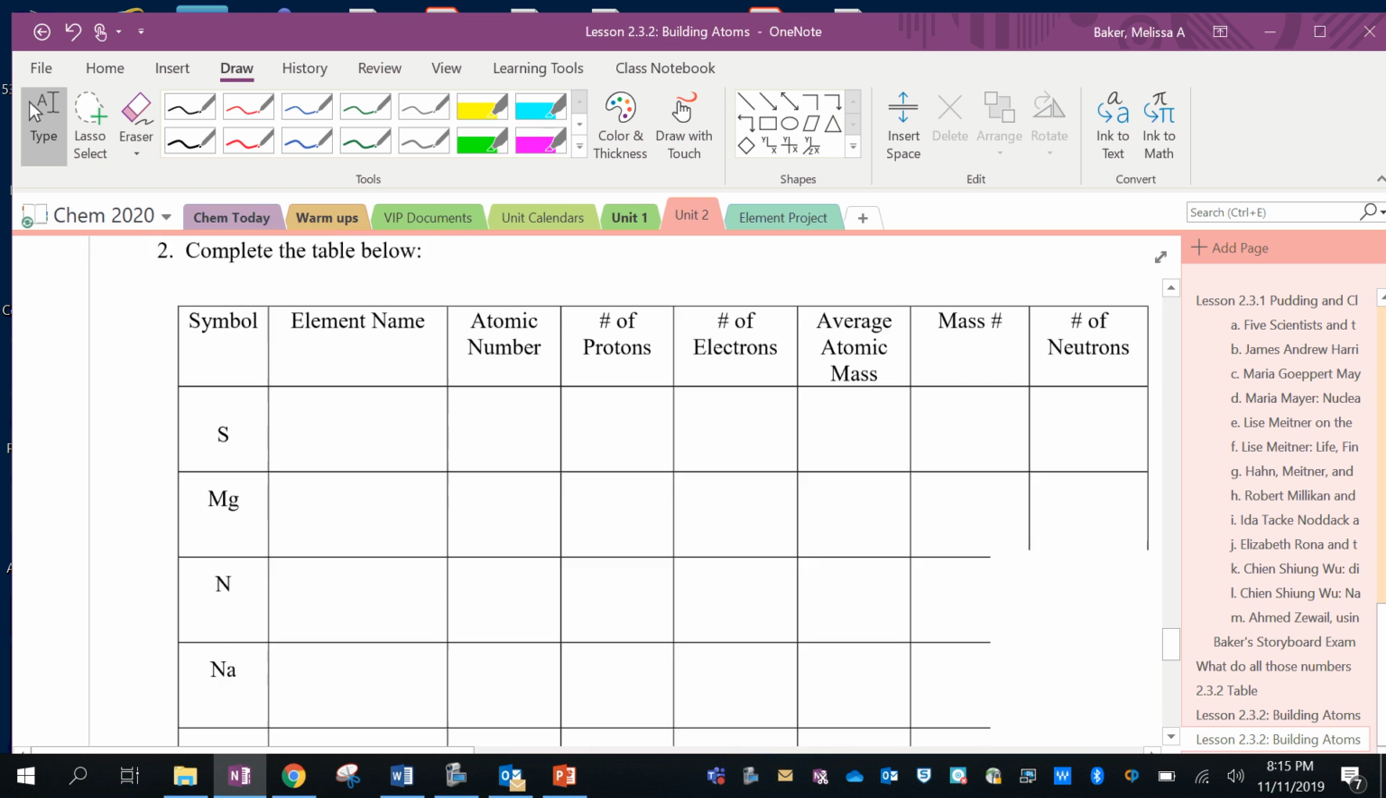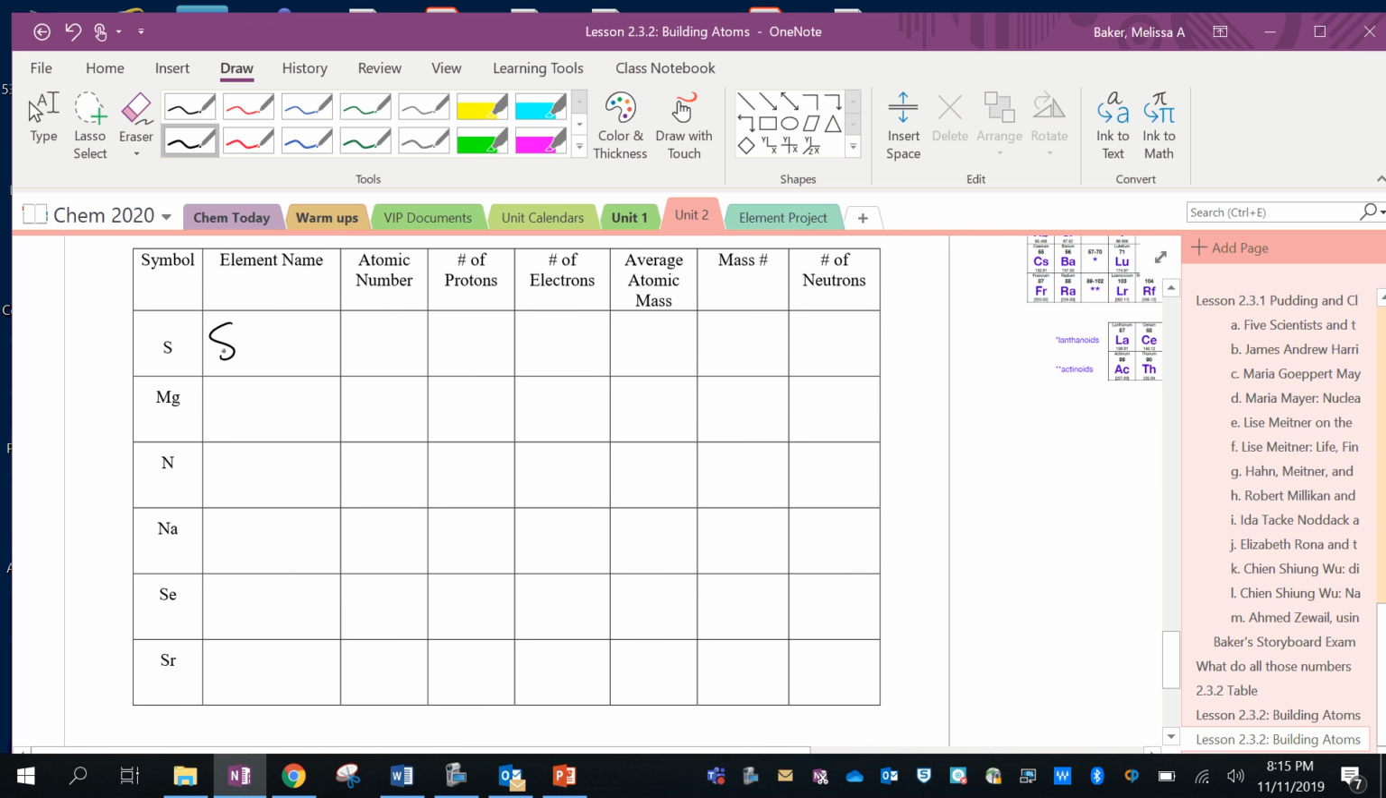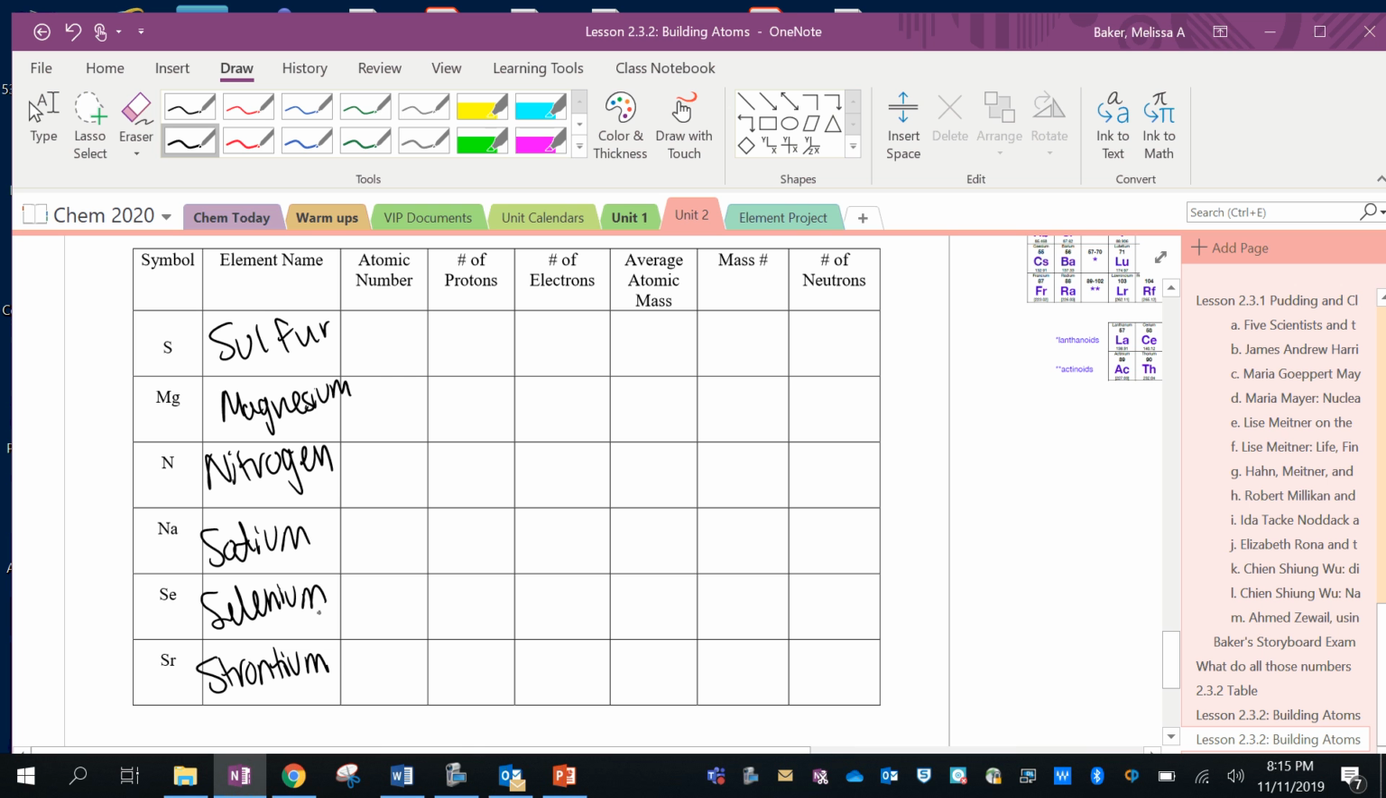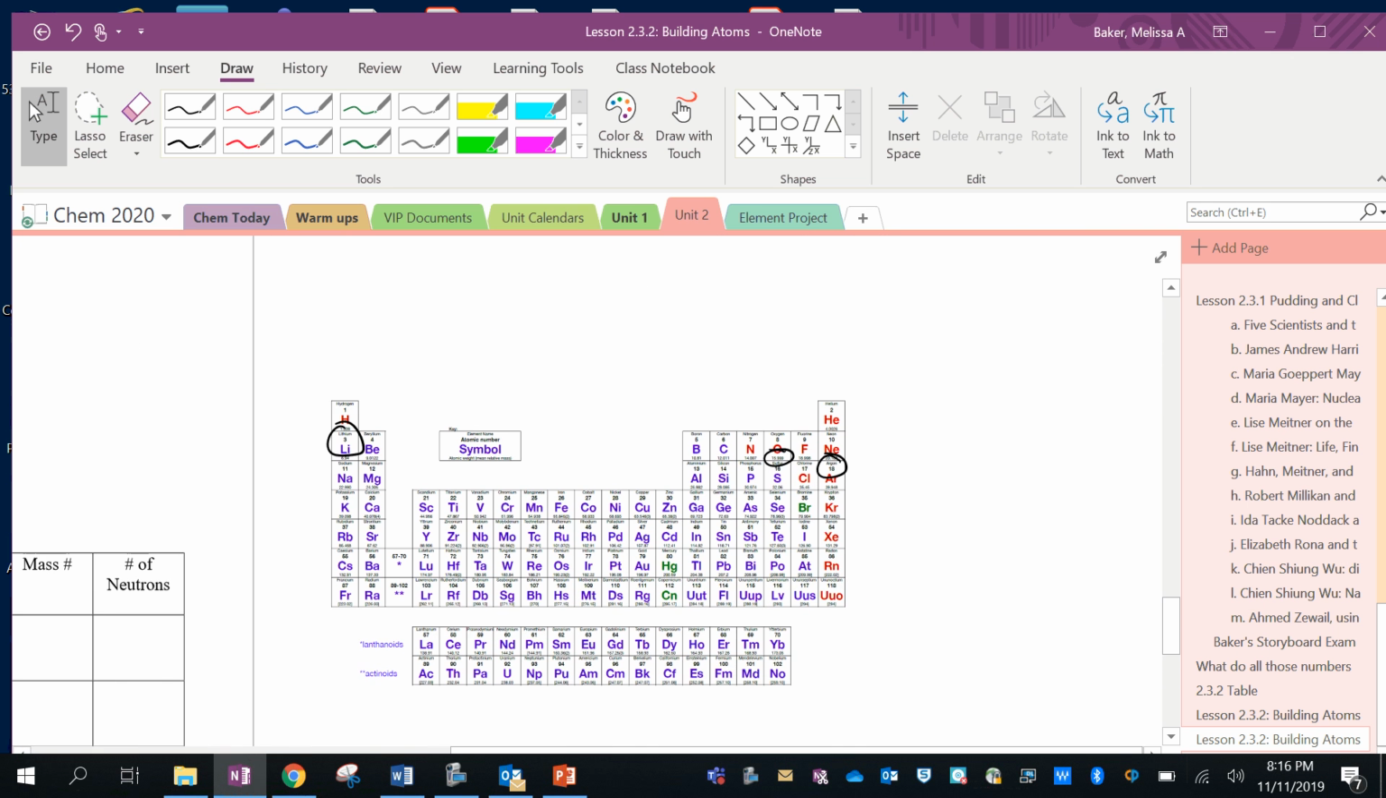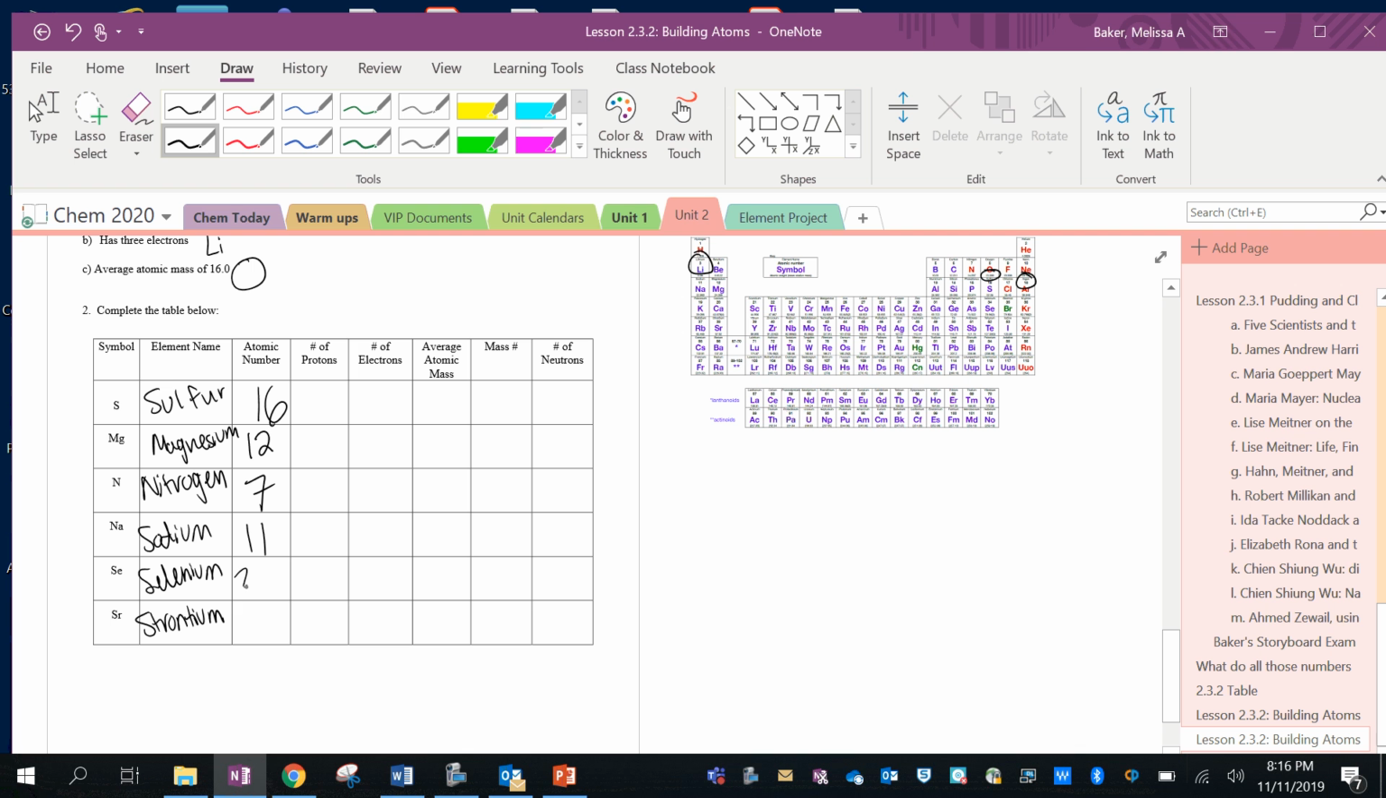And then we need to complete this table. First, let's put in the names. These are elements that you should still have memorized. I don't remember if you had selenium, though. I don't think you did. That one's coming up. We've got nitrogen, sodium, selenium, strontium. And then you can use the periodic table to figure out their atomic number. Some of these I have memorized, so I'm going to write in the ones I know. Selenium, 34, and then strontium is 38.